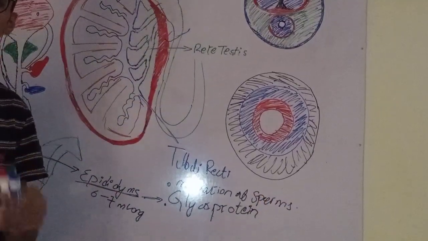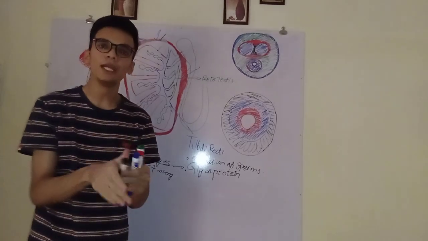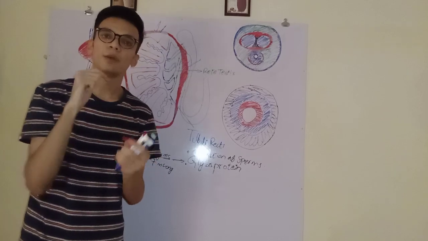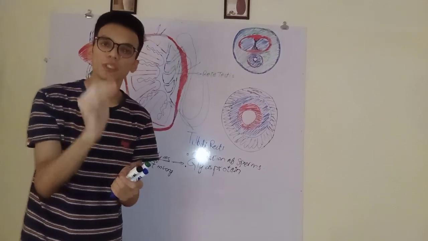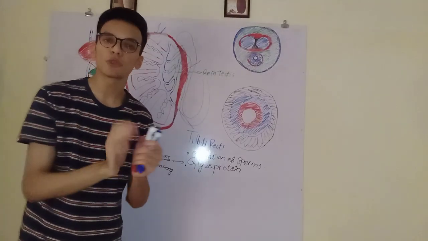So we have discussed that the epididymis has pseudostratified columnar epithelium. It has functions, for example, it causes the maturation, storage, and transportation of sperms. This was all about the epididymis.